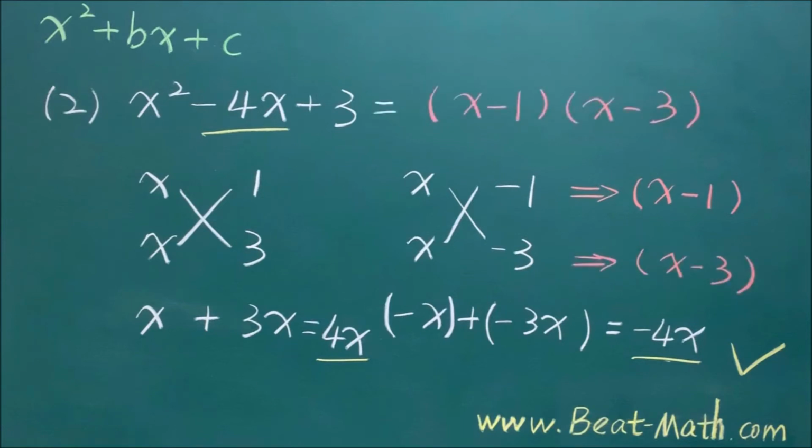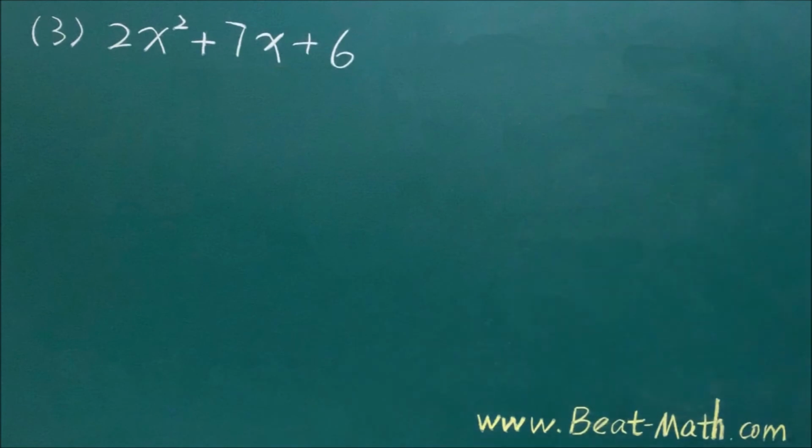Now let's talk about when a is not equal to 1. The idea of solving this kind of problem is still similar. Let's try this one together. 2x squared plus 7x plus 6. In this situation, we must pay attention because the left side of the cross is not x and x anymore, but x and 2x instead.